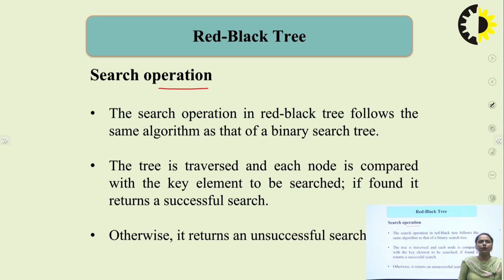Because for searching we do not require any kind of coloring and all. That is simple. We have to compare the data. We have to compare the node data with the required data, and if it matches, then the search is successful. If it is not matching, we will traverse either to the left subtree or to the right subtree. And the process goes on until the search is successful or unsuccessful.